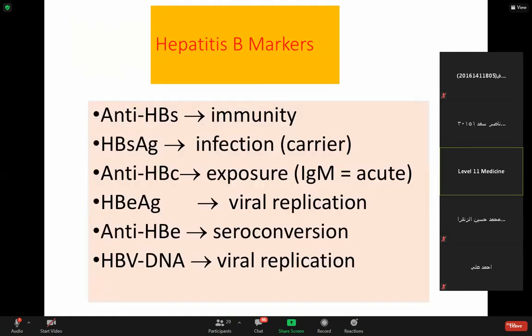But this is just a summary. If you have antibodies against the surface antigen, this is immunity. If you have the antigen itself, that means you are a carrier, you have the infection. If you have antibodies against the core, that means you've been exposed to it, and IgM means you've been exposed acutely. The hepatitis B e antigen means there is viral replication, so you have the virus, and antibodies against the e antigen mean you are in seroconversion, so hopefully you will become immune.